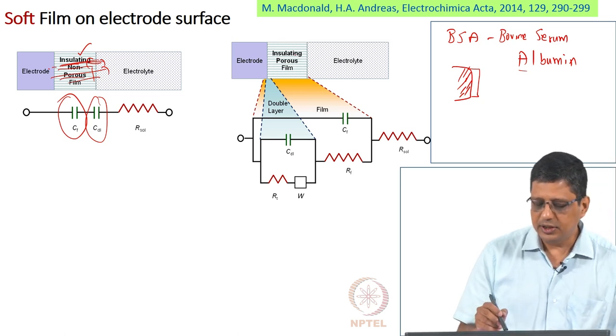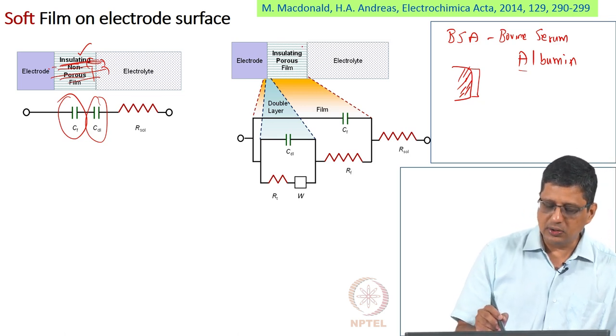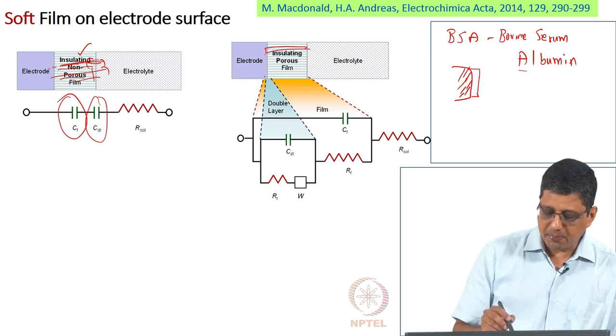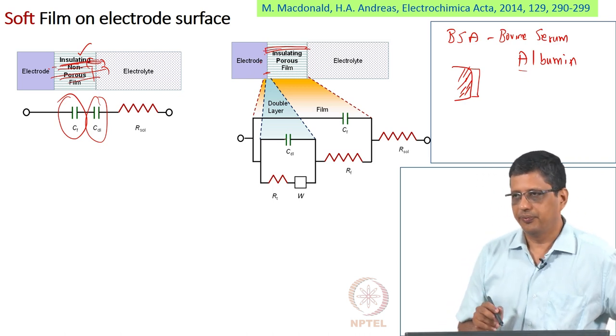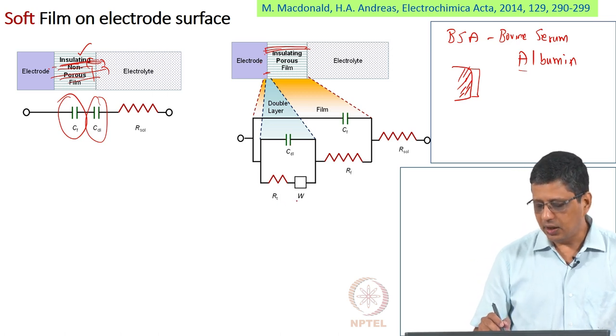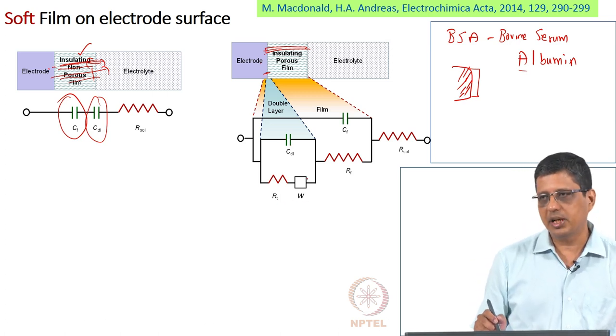So, if you have an insulating film, but that is porous, it allows this electrolyte to see this electrode. We can represent this interaction between the electrode and electrolyte in the pore using this double layer structure. You can say CDL or ZW here representing Warburg impedance or mass transfer.